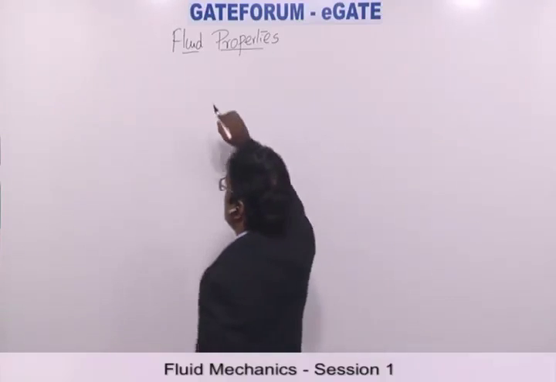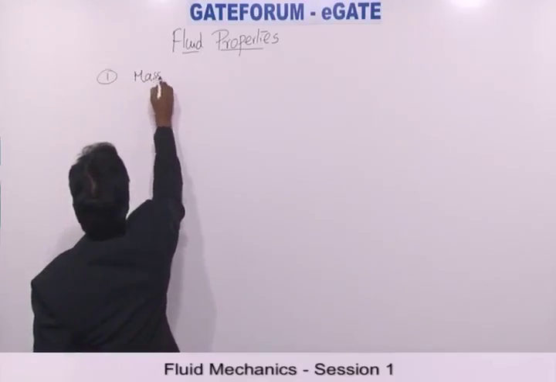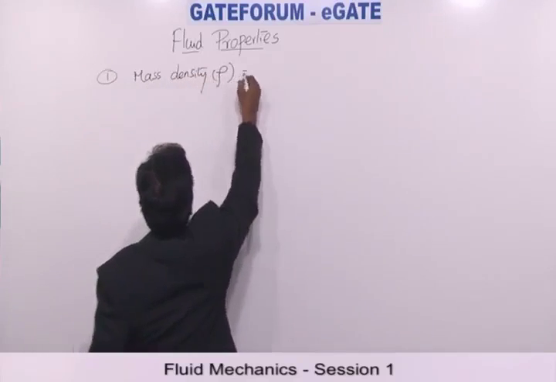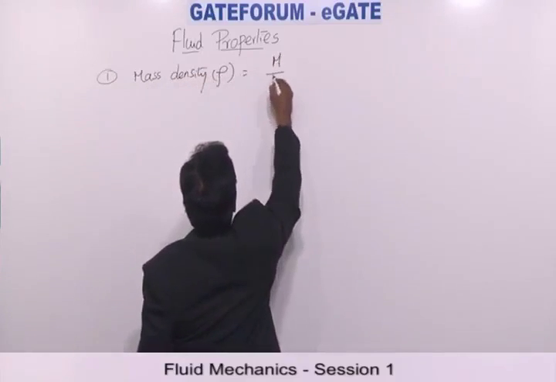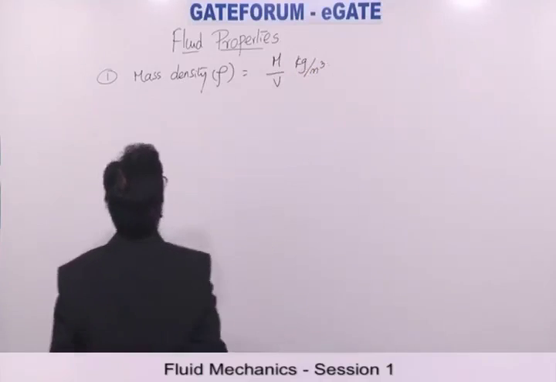I was discussing yesterday the fluid properties. I defined mass density rho as mass by volume, so many kg per meter cube.